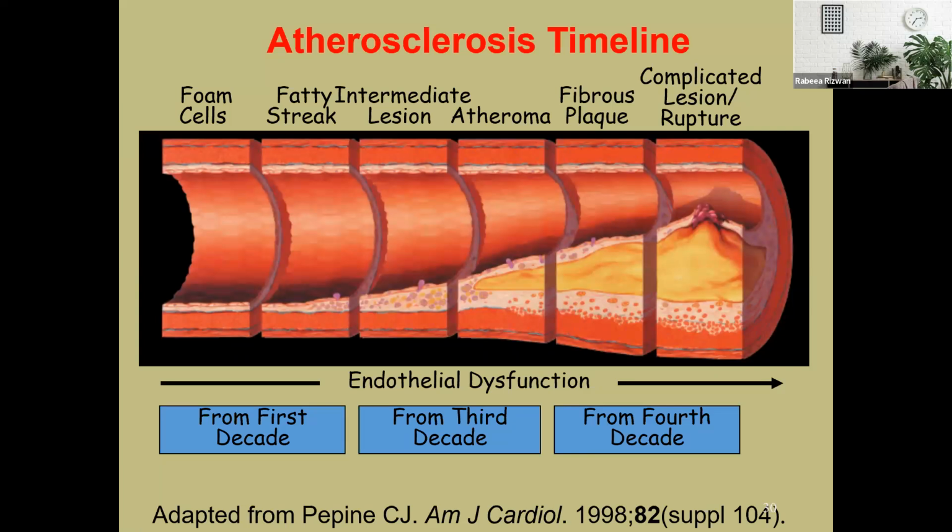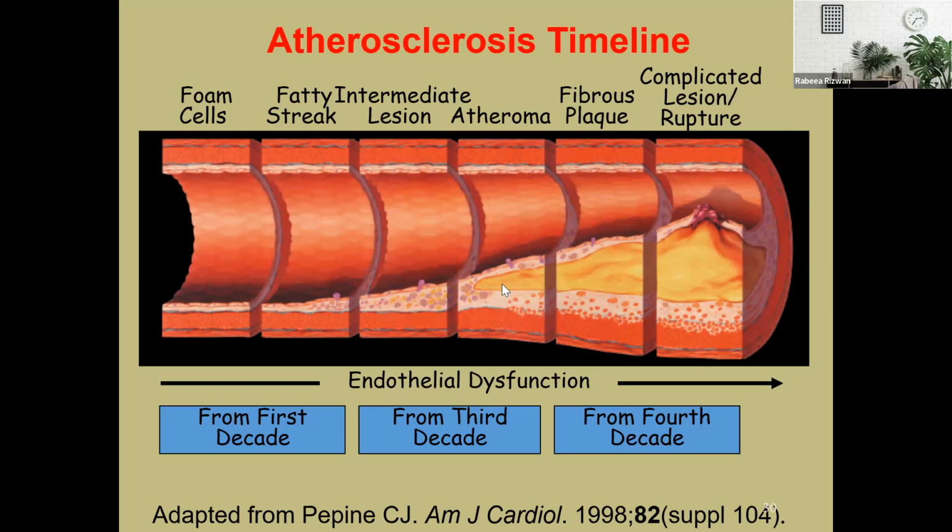Here is the picture. It is showing how this plaque, this cholesterol fat, deposits in our blood vessel. It's not a sudden process. It gradually occurs. The deposition of the fat in the form of some streaks. So a little bit of disruption in the endothelium, which means the inner layer of the blood vessel, occurs. Then deposition of fat globules occurs.